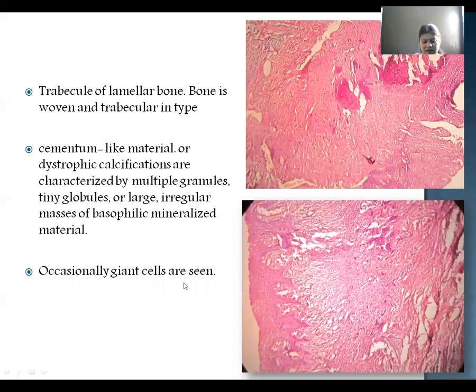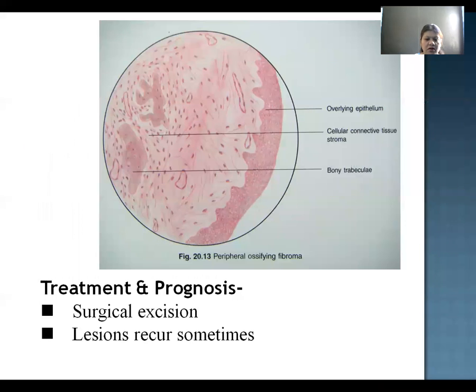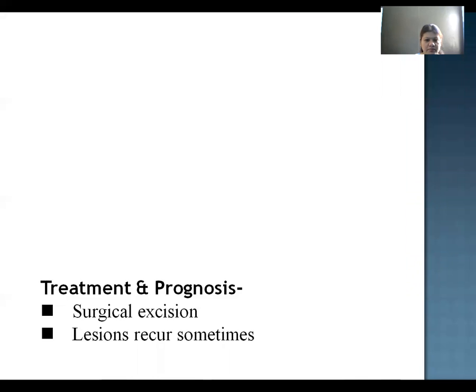So peripheral ossifying fibroma will show only the ossification or trabeculae of laminar bone present in a connective tissue. So this is the schematic presentation of peripheral ossifying fibroma.